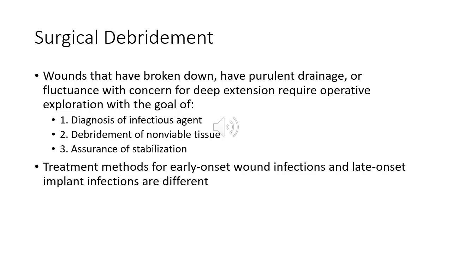Surgical treatment of surgical site infection is the more common element of treatment that is employed, specifically for wounds that have broken down, have purulent discharge, or fluctuance with concern for deep extension. These require operative exploration with the primary goals of number 1, diagnosis of the infectious agent or pathogen, number 2, debridement of non-viable tissue, and number 3, assurance of stabilization. Treatment methods for early onset wound infections and late onset implant infections can differ.